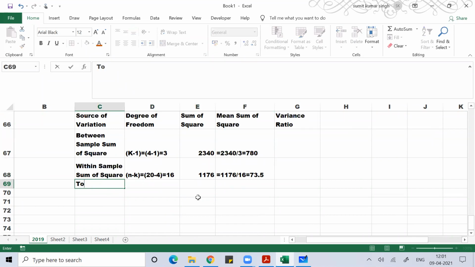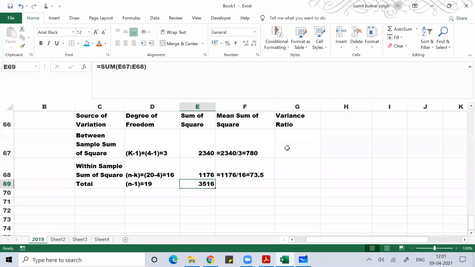You can see the total. Total is always n minus 1. N is 20, 20 minus 1, that will be 19. You can see 16 plus 3 is also 19. This total sum of squares, you can see, was 3516. I hope you understand. Clear, everyone? Anyone, any doubt?